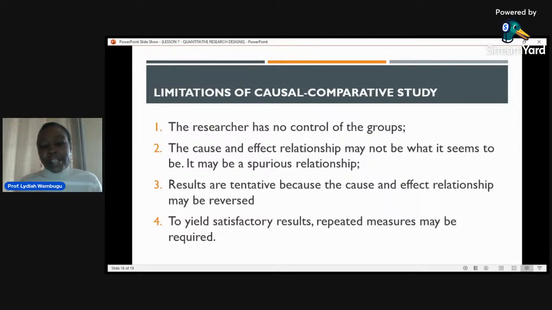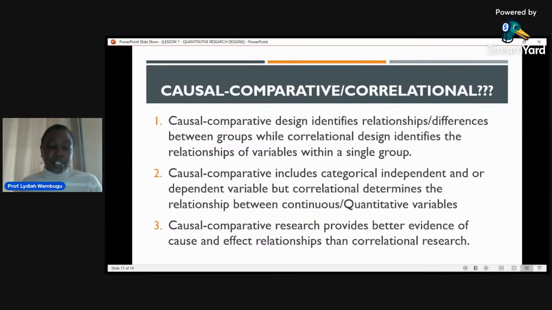To yield satisfactory results, repeated measures may be required. That means it is a study that you would need to do time and again so that you can really identify whether a relationship exists.